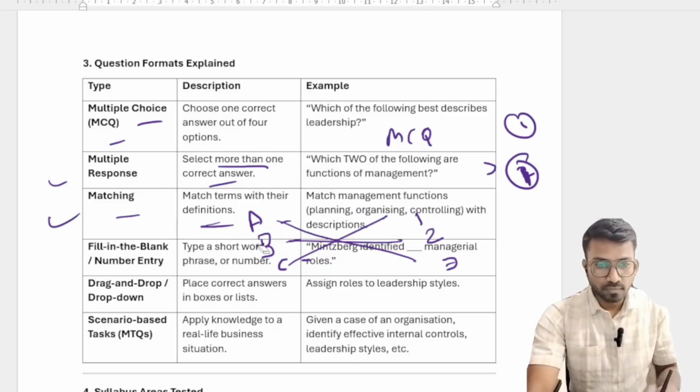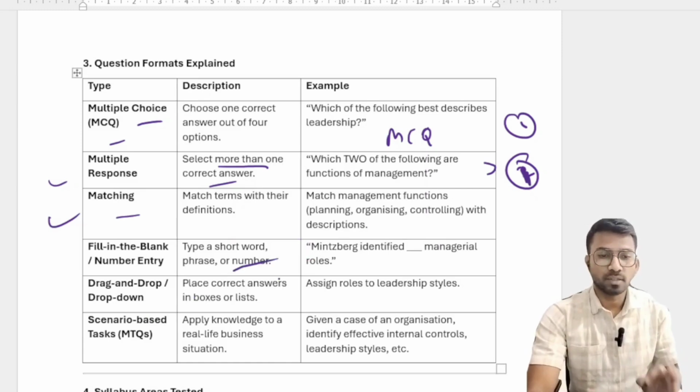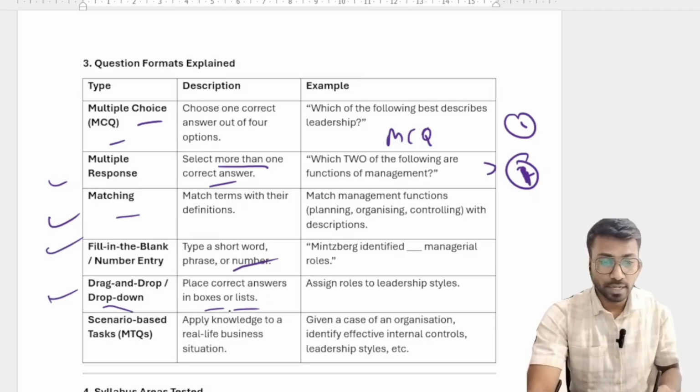Next one is the fill in the blank. You will be asked fill in the blank questions or number entry questions. You have to just type a short word, phrase or a number depending on the situation. Then drag and drop and drop down lists will be there. You have to select the boxes or list from the menu.